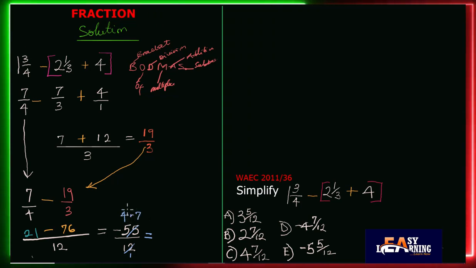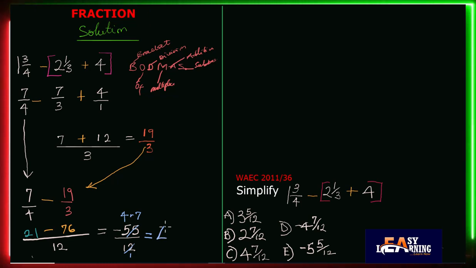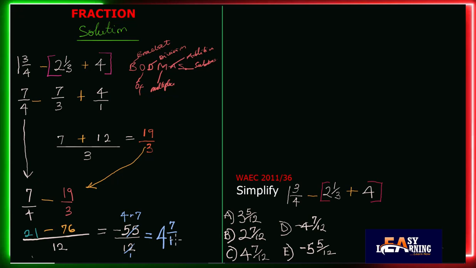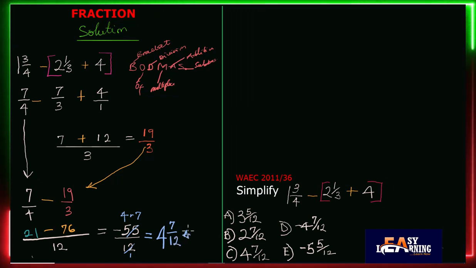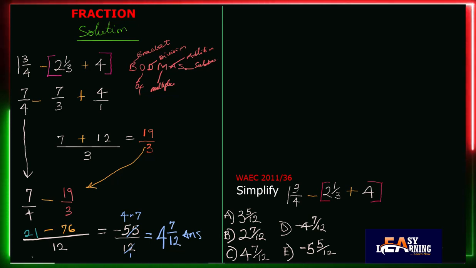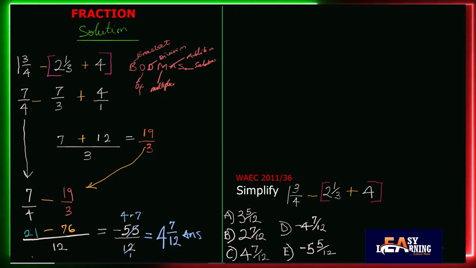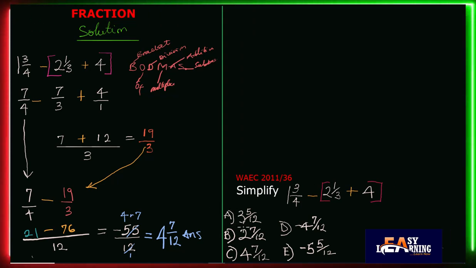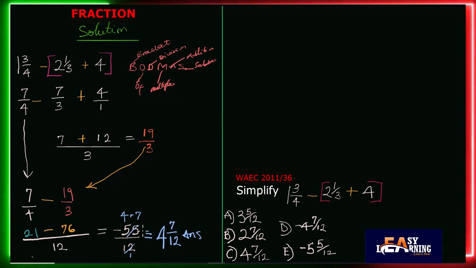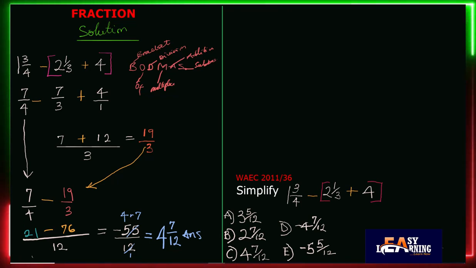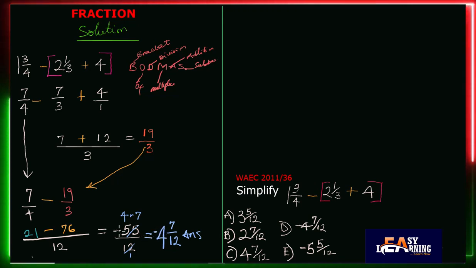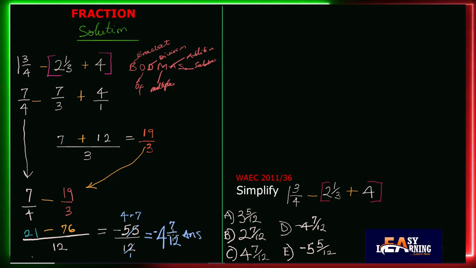So writing it as a mixed number, this 4 here becomes our whole number, 7 becomes our numerator, and the 12 remains as our denominator. And so this is the answer: 4 whole number 7 over 12. Now we are going to check it out in our options. Remember the sign, this was negative 55, so let's maintain the sign here: negative 4 whole number 7 over 12.